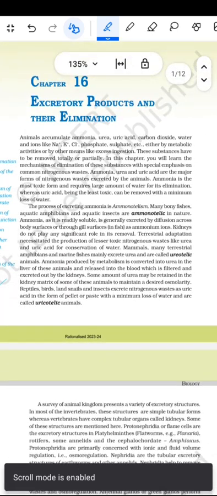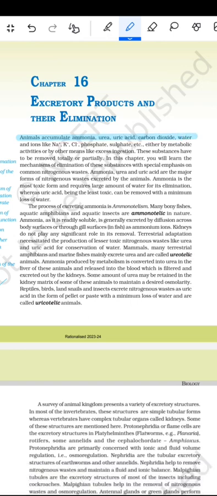तो एक्सक्रीटरी प्रोडक्ट्स एंड देयर एलिमिनेशन इसमें कहता है कि एनिमल्स एक्यूमुलेट अमोनिया, यूरिया, यूरिक एसिड, कार्बन डाइऑक्साइड, वाटर and the ions like the Na plus, K plus, chloride and phosphate, sulfate, etc. either by the metabolic activity or by the other means like the excess ingestion. These substances have to be removed totally or partially.